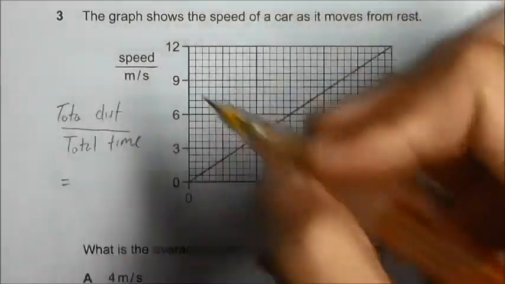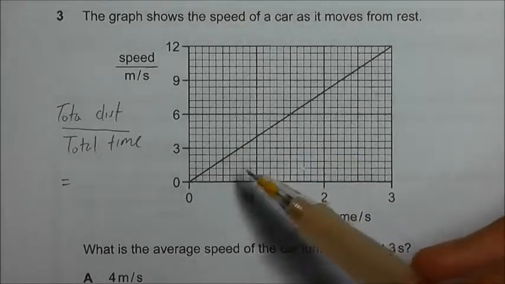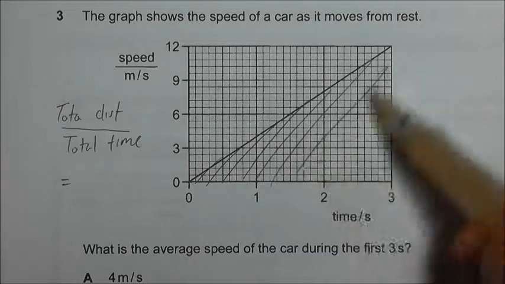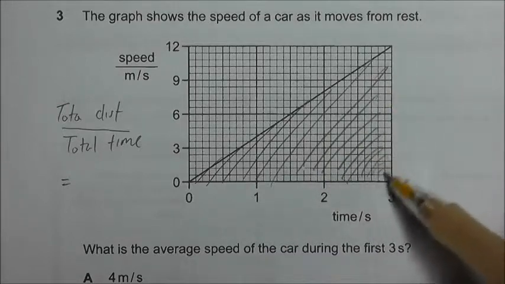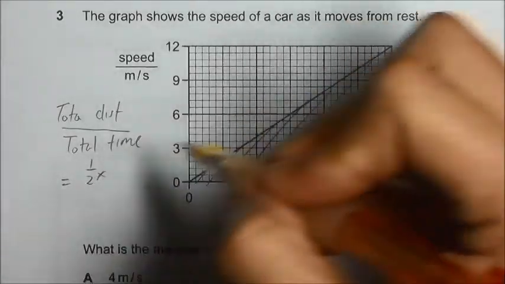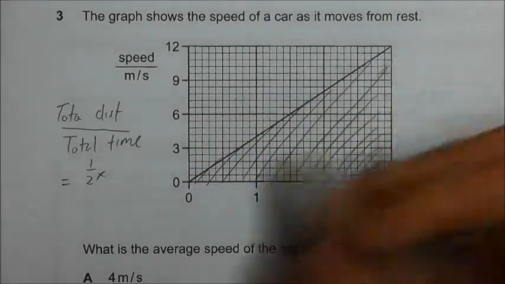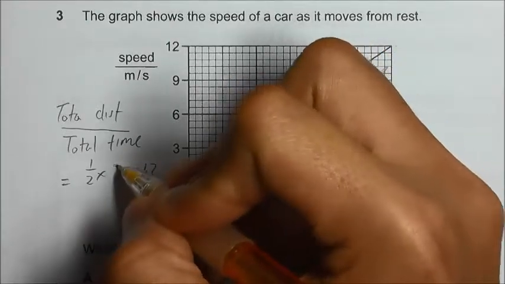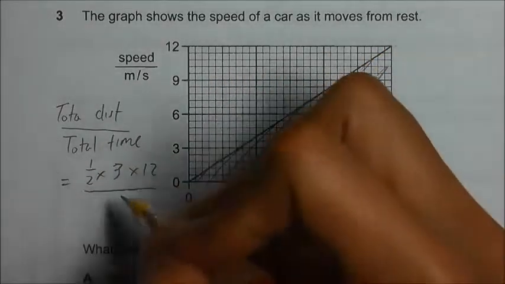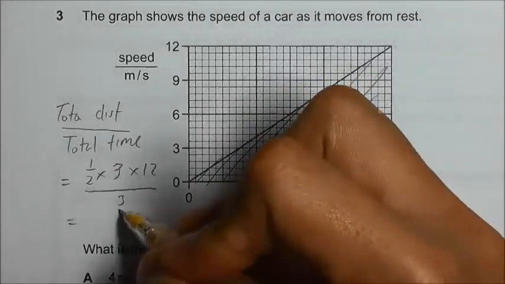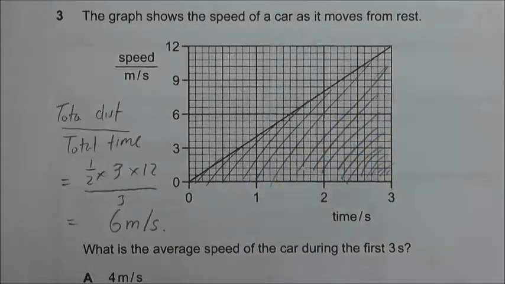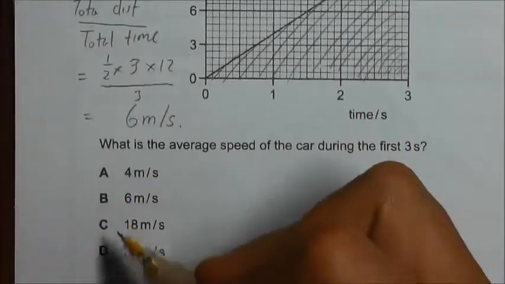To find the average speed, we have to use the formula total distance divided by total time. So the total distance can be found by taking the area under graph throughout the 3 seconds. So this will be half times 3 times 12, divided by the total time taken. It will be 3 seconds. We have 6 meter per second. Answer B.